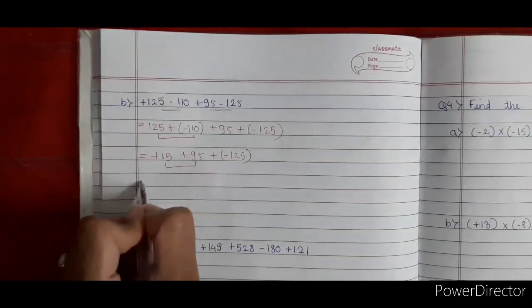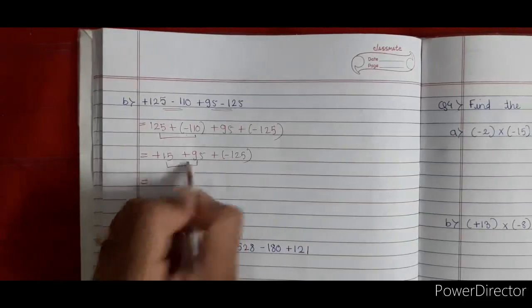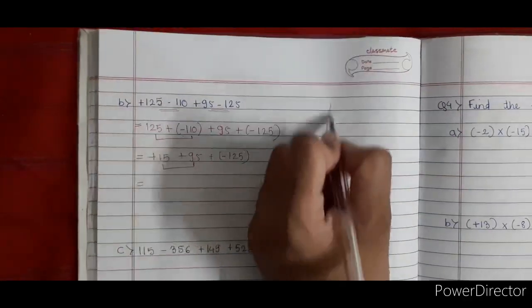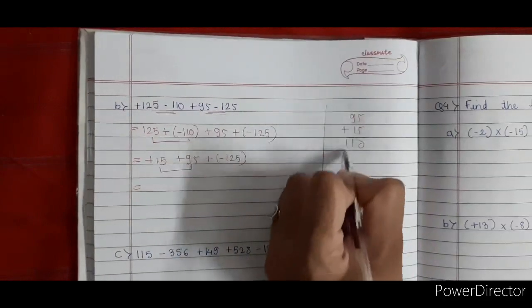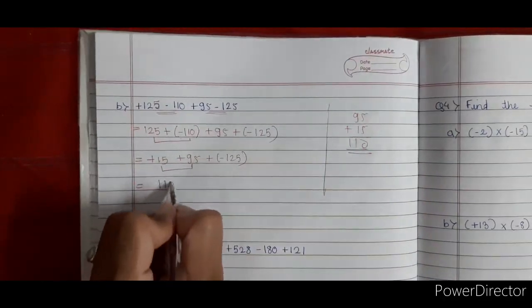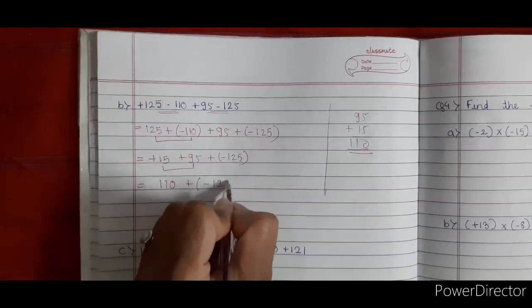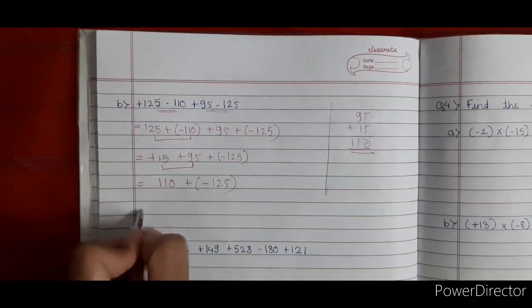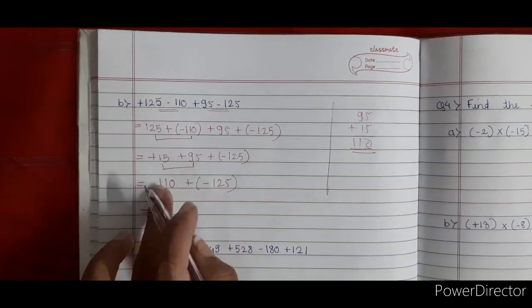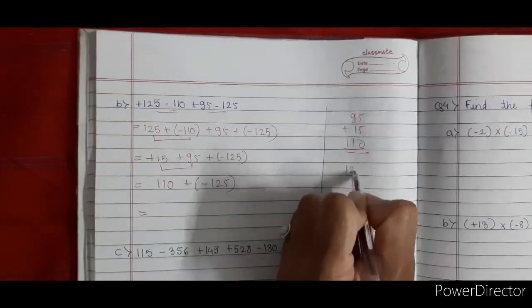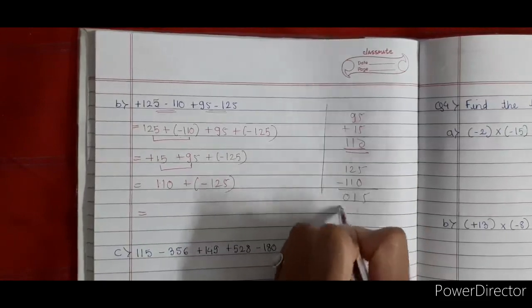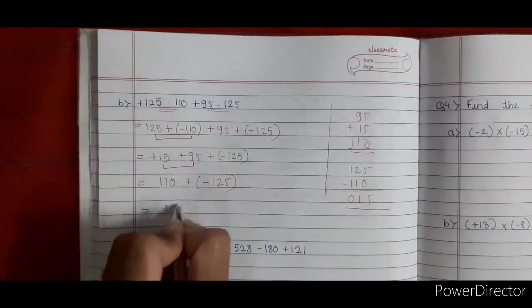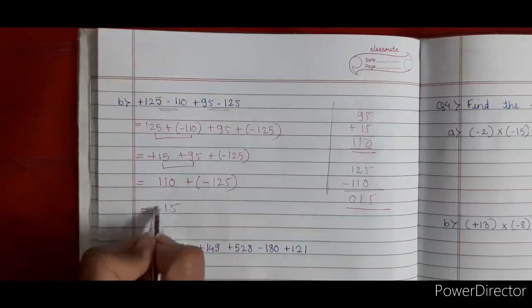Now add them. Both of them have same sign, so I'll simply add them. 95 plus 15, 0 carry on 1, 110. So I have 110 plus minus 125. So both of them have different signs, so I'll subtract 110 from 125, that is 15. And the greater number has negative sign, so it is minus.